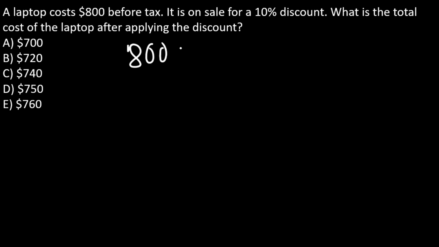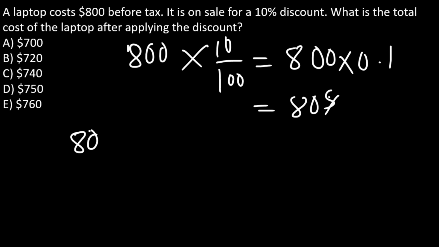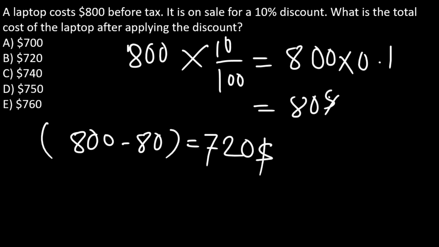Okay. So now come to another problem. Here 800 times 10 over 100 equals to 800 times decimal 0.1 equals to $80. So here $80 will be the discount price. Here 800 minus 80 equals to 720. 720 will be the new price after applying the discount. So here option B will be the answer.